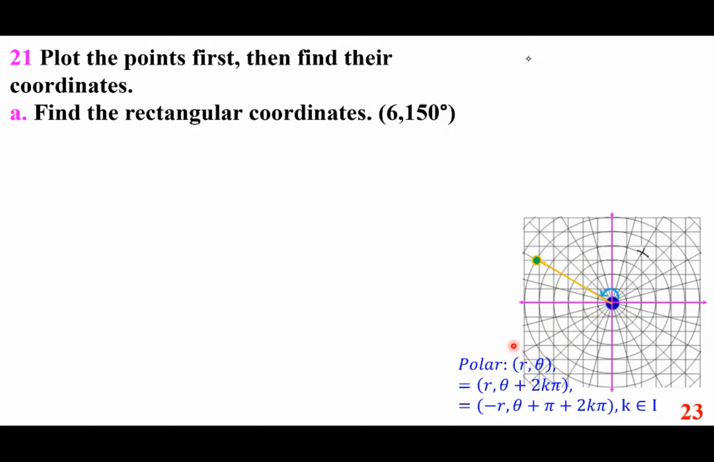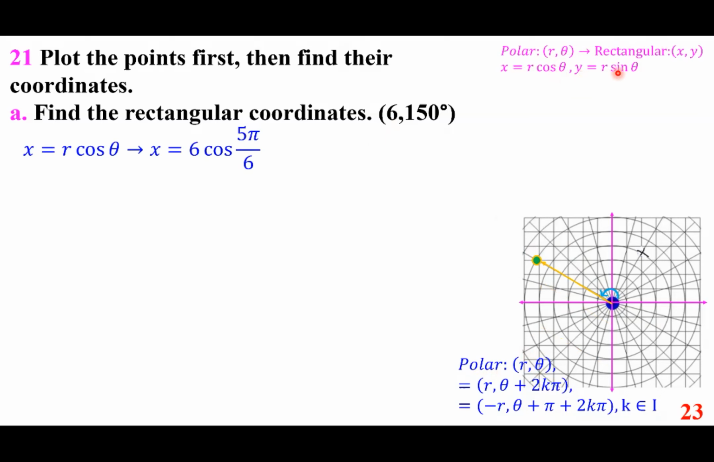Now, we also have the following relationship. x is r cosine theta, y is r sine theta, and therefore x is r cosine theta, where r is 6, so 6 cosine of 5 pi over 6. And on purpose, I changed it to radian form to remind you how we go from degrees to radian form. You don't have to do that. It's the same as 30 degrees or pi over 6 as far as the reference arc is concerned. So cosine of pi over 6 is square root of 3 over 2.